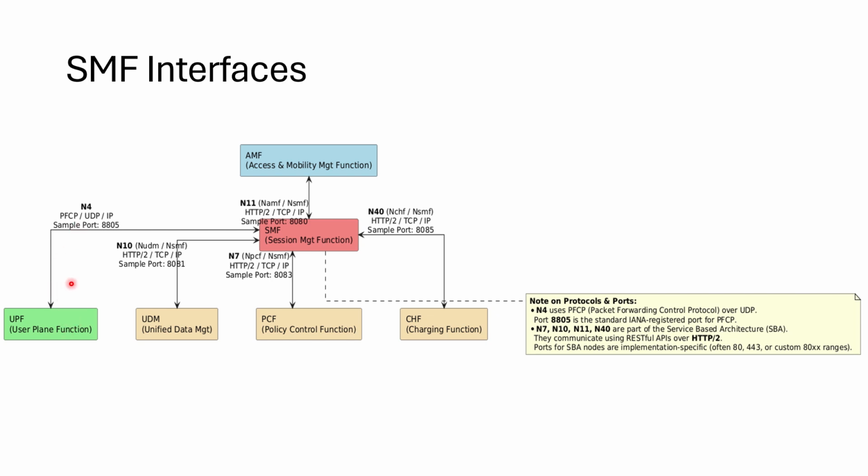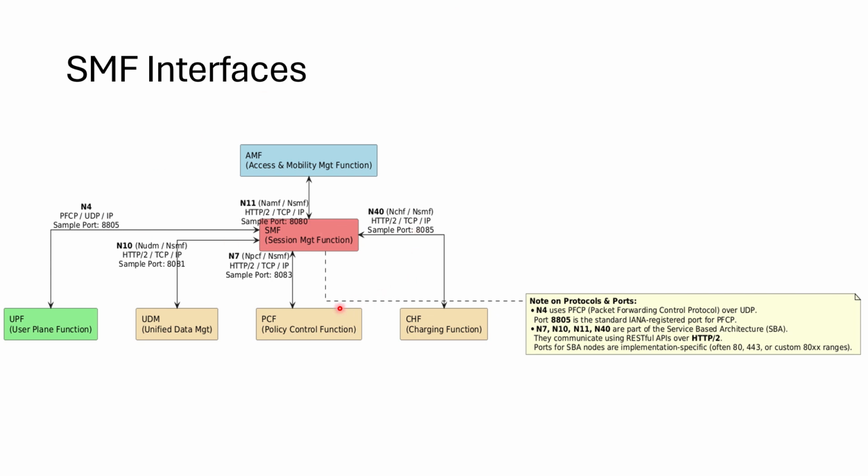N4 uses PFCP, that is Packet Forwarding Control Protocol, over UDP, and this is a very highly optimized, low latency protocol that is designed specifically for rapid control of the forwarding rules, and it operates on the standard port, which is 8805.